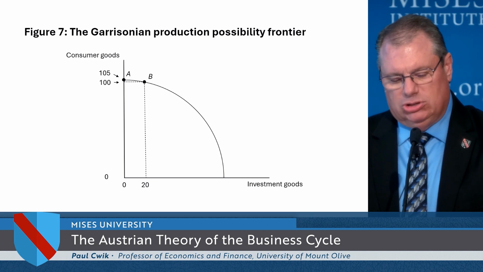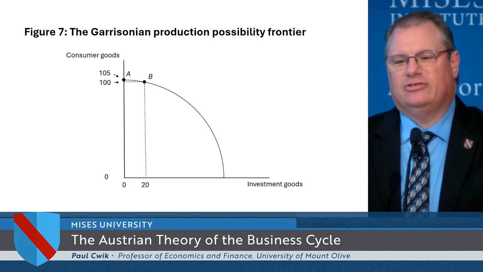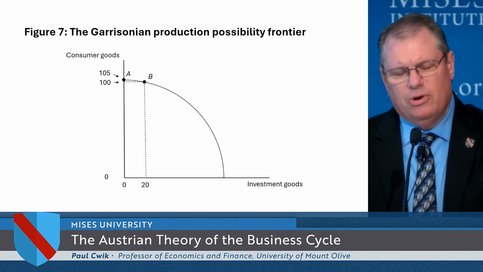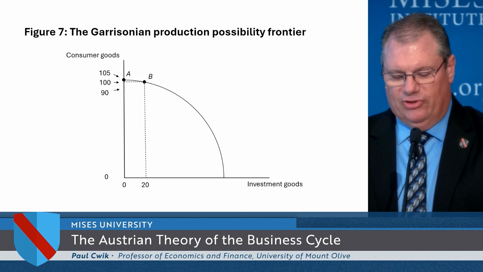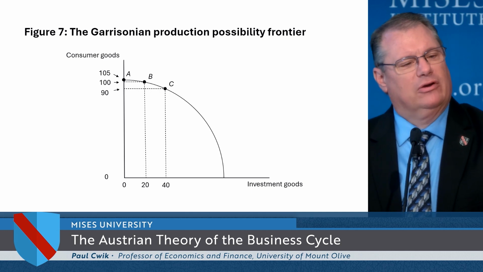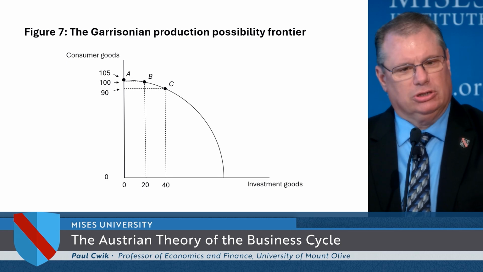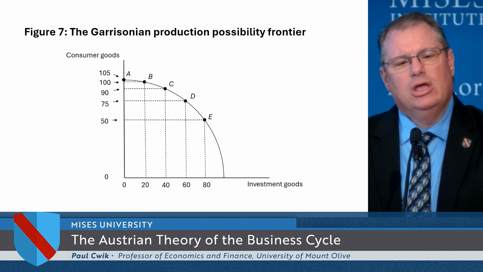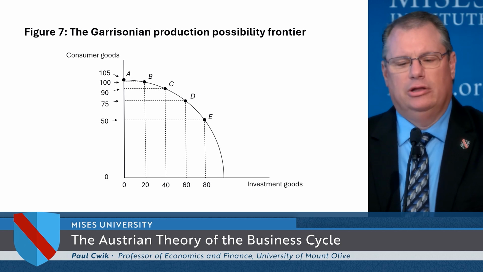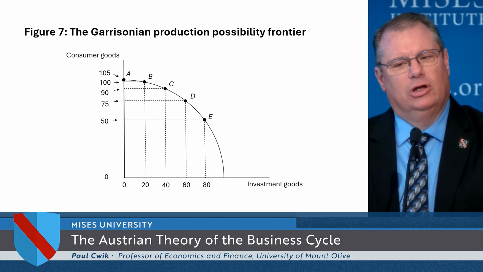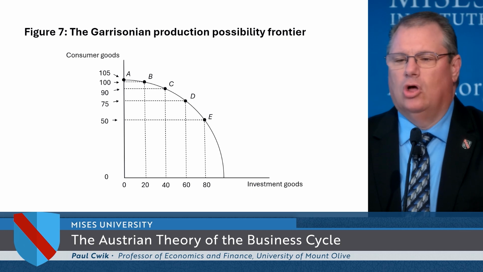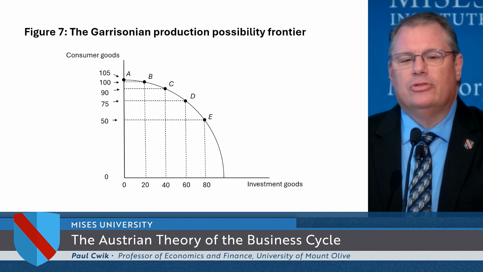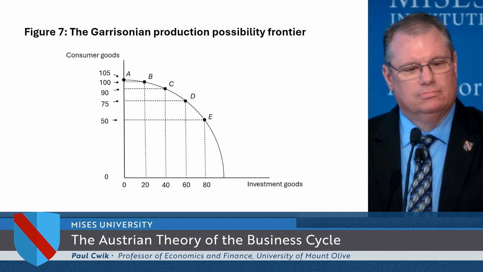Now, if I want some investment goods, I have to sacrifice 5 units of consumer goods, and I move to point B. But if I want another 20 units of investment goods, well, now I have to sacrifice even more consumer goods, and so on, right? Notice how it keeps increasing. So what we see is a concave production possibility frontier. Why? Because it's representing the law of increasing opportunity cost, or the same law, just from the opposite perspective, the law of diminishing marginal returns. Same law.